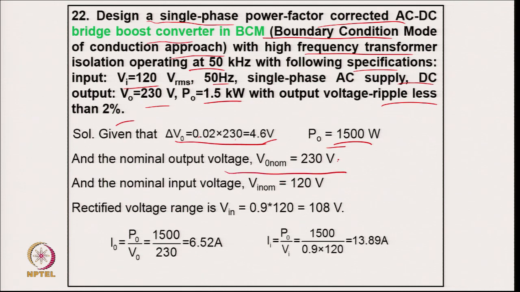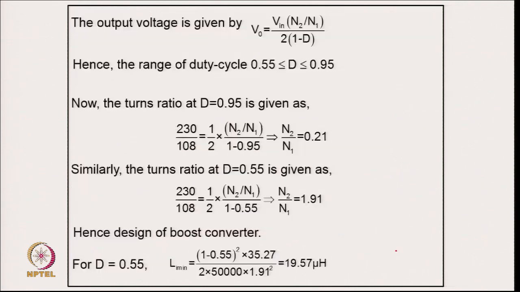So, we have a nominal output voltage of 230 volt and the input voltage of 120 volt. So, rectified output will be 0.9 times 120, it is 108. So, output current will be P upon V0, it is 6.52 and input current P upon Vi, and it comes 13.89. Output voltage relation in the turns ratio and input voltage relation.